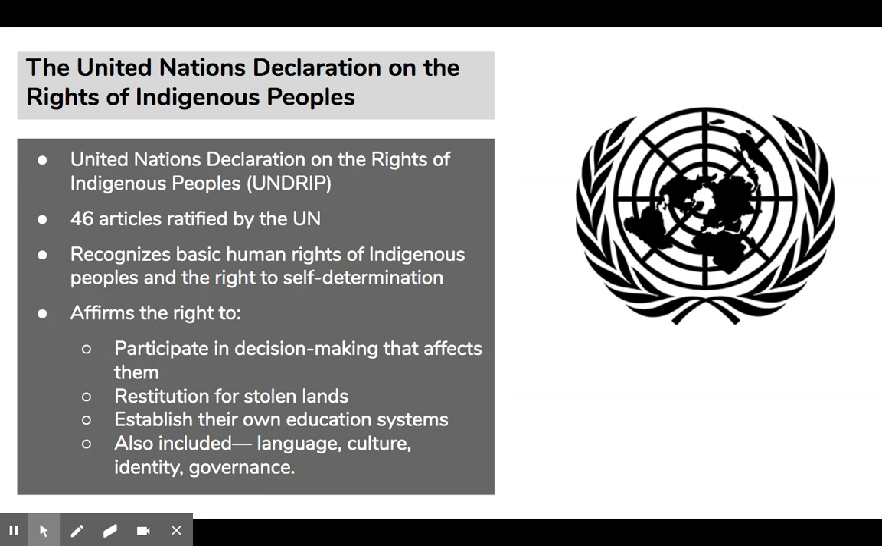However, the final article states, "Nothing in this declaration may be interpreted as authorizing or encouraging any action which would dismember or impair the territorial integrity or political unity of sovereign and independent states." While the Declaration affirms Indigenous peoples' right to maintain their own distinct institutions and the right to restitution for stolen lands, they also retain the right to participate fully in the political, economic, social, and cultural life of the state, and to participate in all decision-making that affects them.